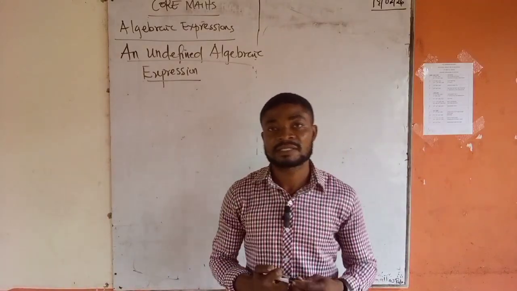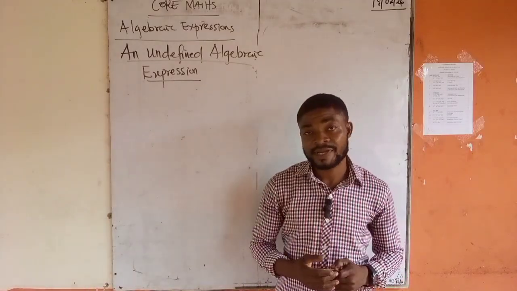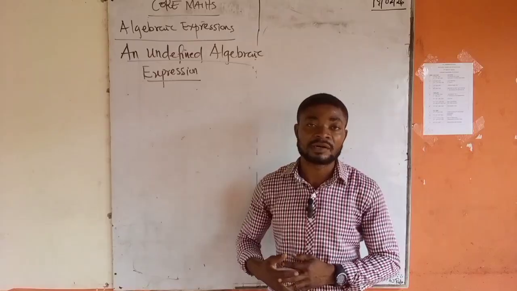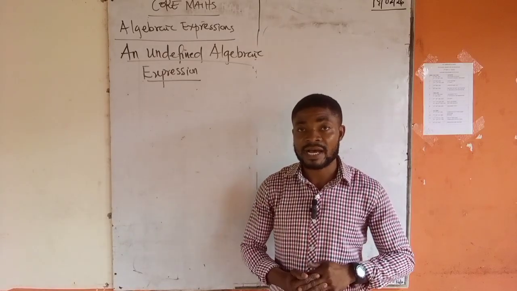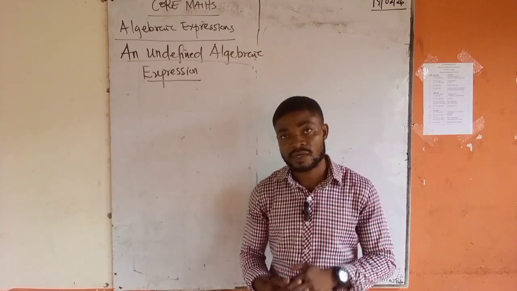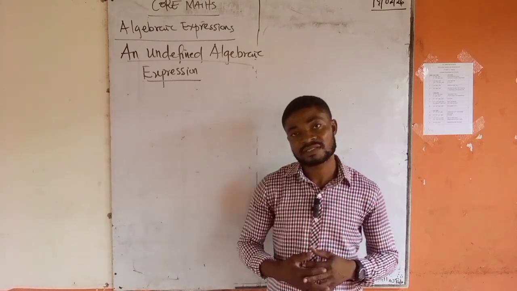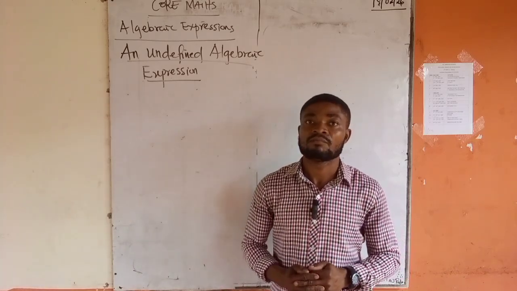Yeah, so like I said, the undefined algebraic expression happens to be the algebraic expression which is in a fractional form, and the denominator happens to be equal to 0. So we take one or two questions and then we see how best we can move around it.